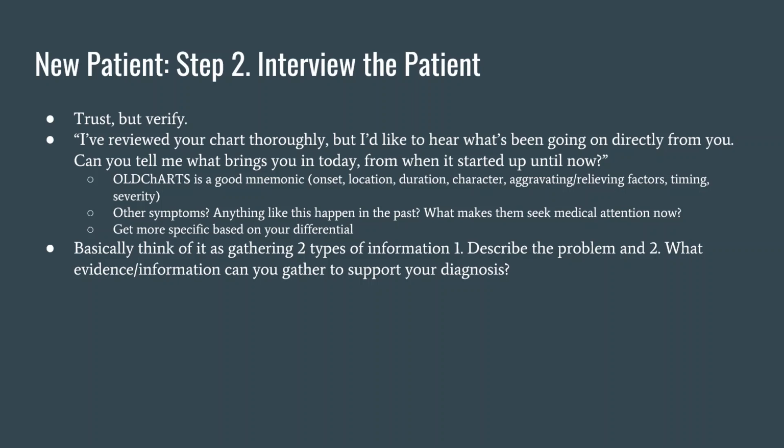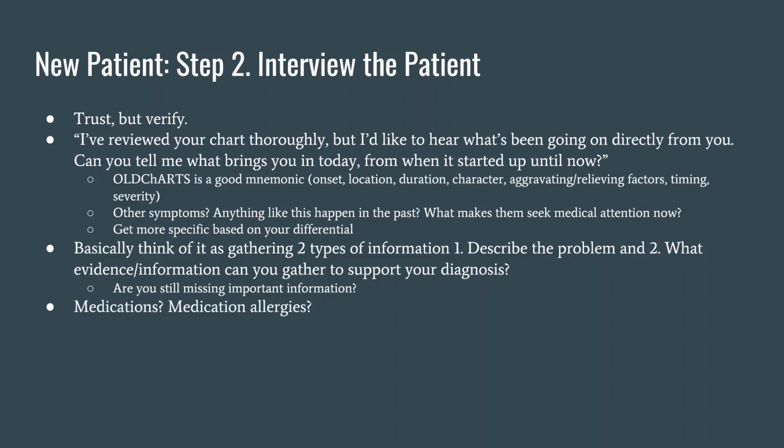Basically, think of it as gathering two types of information. One is how the patient is describing the problem, and two is what evidence or information you can gather to support your diagnosis. Then, after that, think about what information you might still be missing. Do you need to order other studies, and which ones?